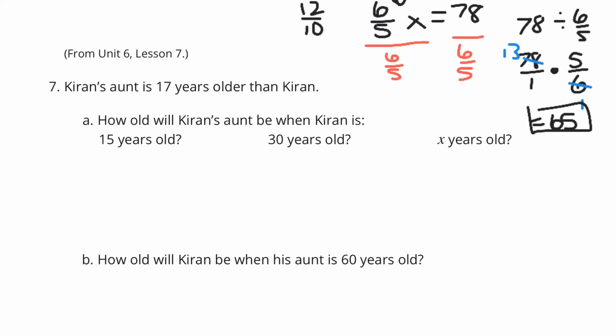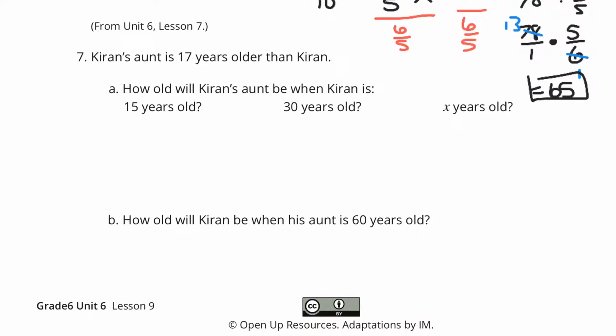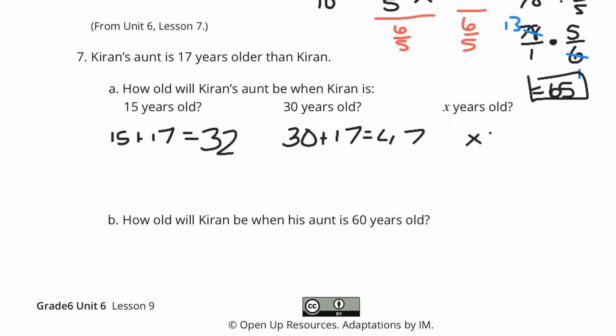Karen's aunt is 17 years older than Karen. How old will Karen's aunt be when Karen is 15 years old? Well, 15 plus the 17 is going to total 32 years old. 30 years old, 30 plus 17 is equal to 47. X years old, X plus 17 is, well, just x plus 17.